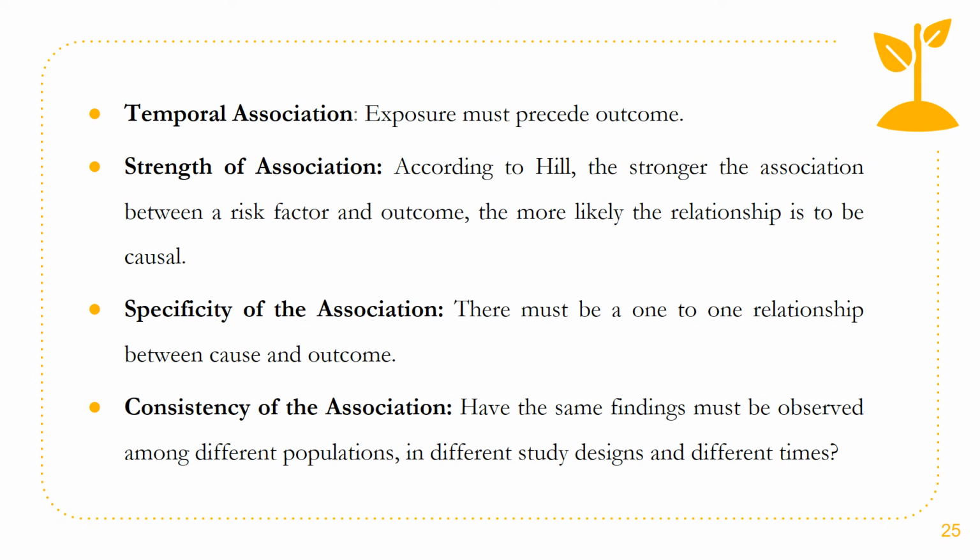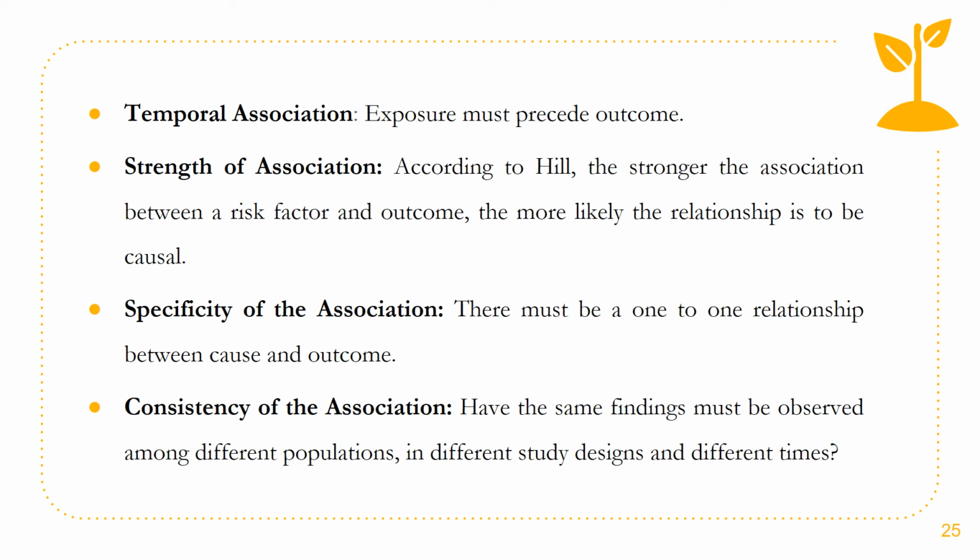Periodontitis. There should be a calculus, there should be a plaque, and we can expect periodontitis. Strength of association. According to Hill, a scientist, the stronger the association between the risk factor and outcome, the more likely the relationship is to be causal. That means there should be a plaque, there should be a calculus, definitely there will be periodontitis.